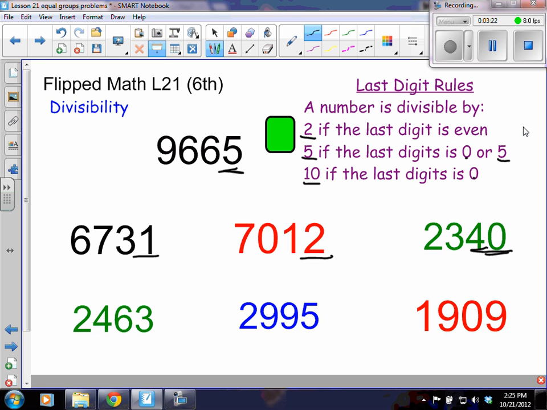And so you can use these rules to help you figure out whether the next 3 numbers are divisible by 2, 5, or 10. If you want to do that right now, go ahead and pause the video and try your first 3 samples to figure out which of the numbers 2, 5, 10 apply to those numbers. Go ahead.